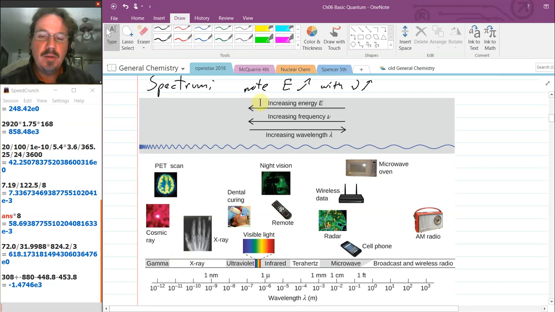So always remember that. And here are these arrows that are trying to summarize it. As we increase the wavelength, the frequency is decreasing. The frequency would increase as we decrease the wavelength. And energy goes in the same direction as frequency.